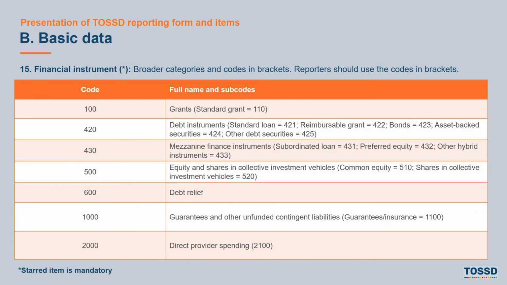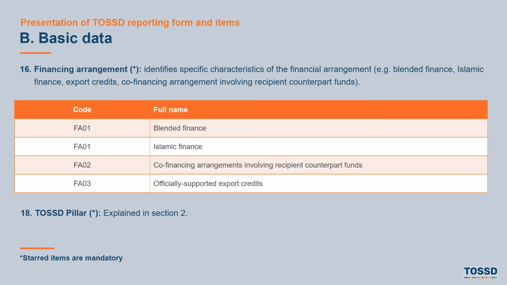There is also a field to inform the financial instrument used to provide the support. Financial instruments used in TOSSD include, for example, grants, a number of debt instruments such as standard loans, mezzanine finance instruments, debt relief, or guarantees and other funded contingent liabilities. The financing arrangement field identifies specific characteristics of the financial arrangement. In TOSSD, financial arrangements include blended finance, Islamic finance, co-financing arrangements involving recipient counterpart funds, and officially supported export credits.